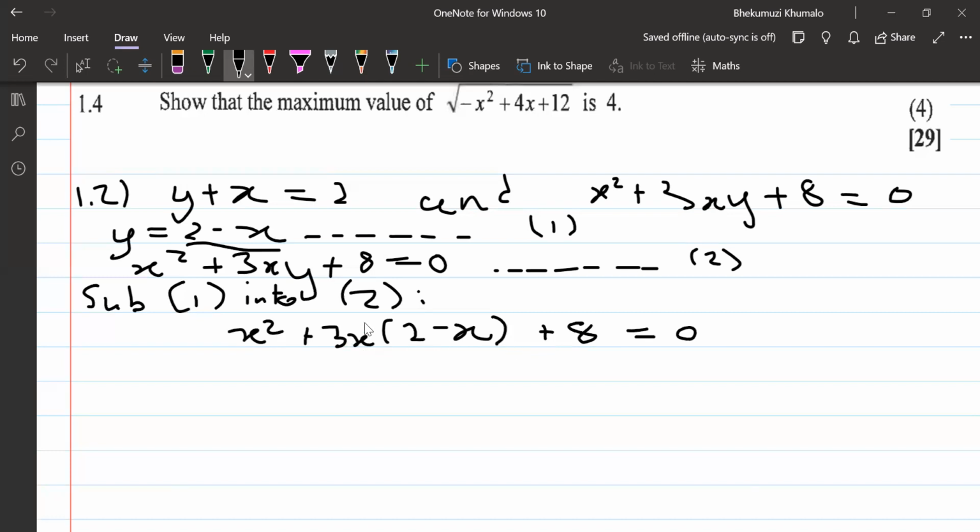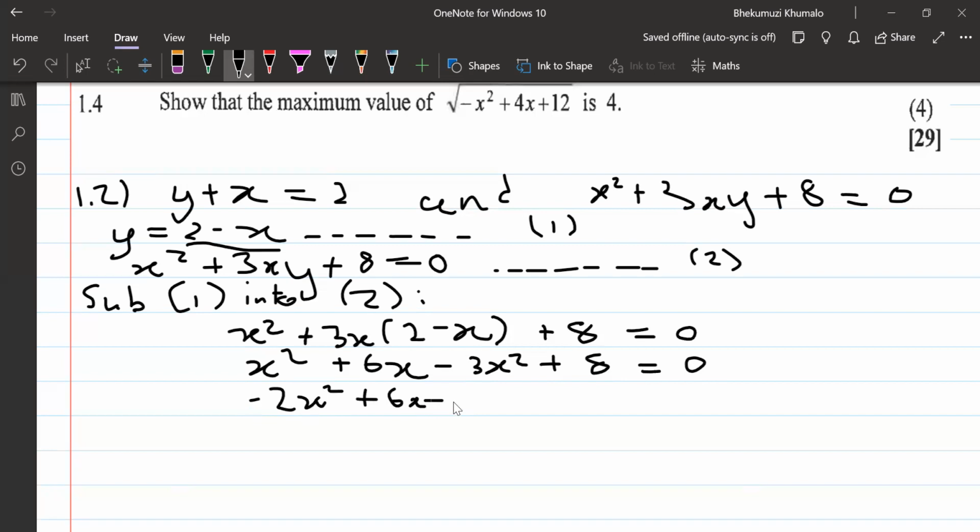Now we have 3x times 2, which gives us 6x. And then it's 3x times minus x, which would be negative 3x squared. And then it's plus 8 is equal to 0. Then we collect like terms, and it will be minus 2x squared plus 6x plus 8 is equal to 0.